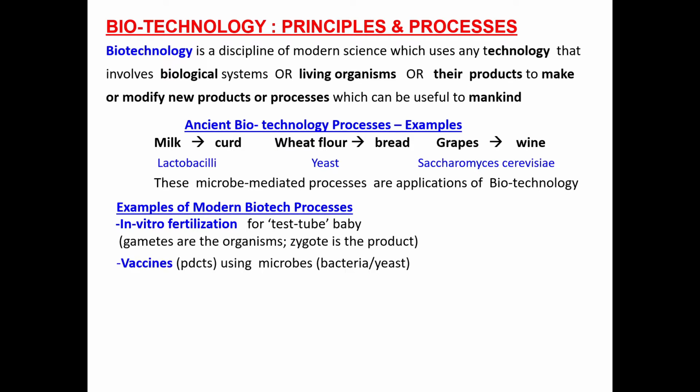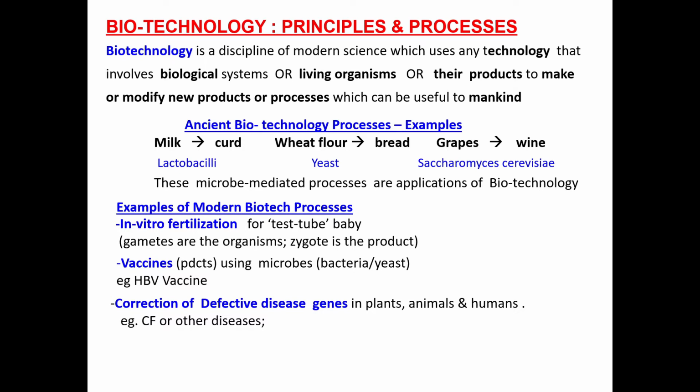Vaccines. Vaccines are the product which are used by making microbes. And this is an important topic of this chapter. Bacteria or yeast can be used to make vaccines which are useful to mankind. Example, the HBV or the hepatitis B virus vaccine. Correction of defective disease or genes. This is also a part of this chapter and it is done by a biotechnological process which we are going to study further. Example, treatment of the defective gene of cystic fibrosis or some other diseases.